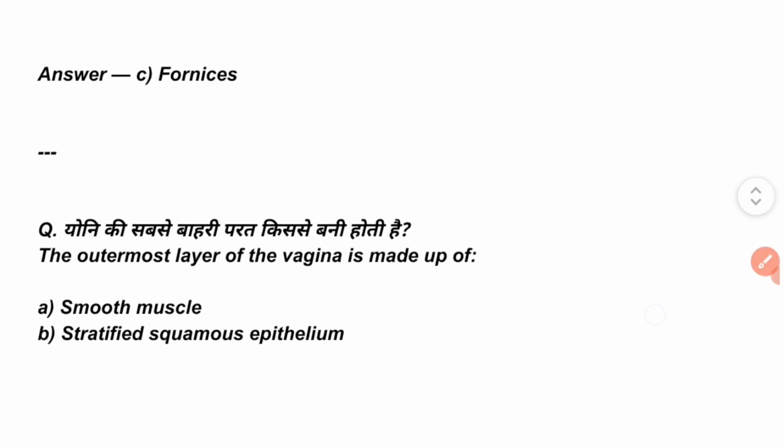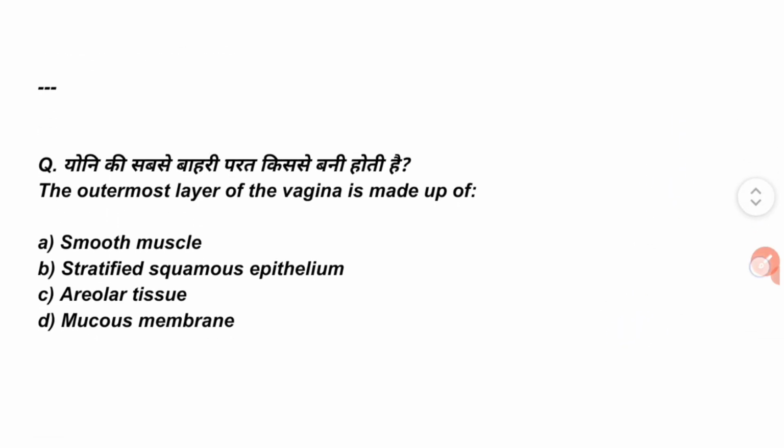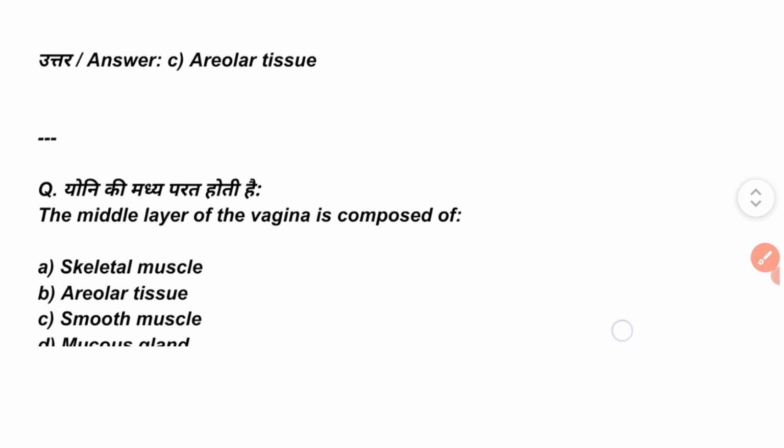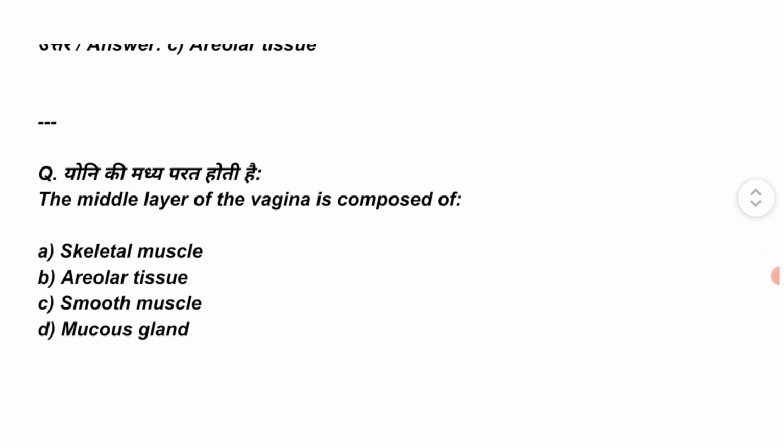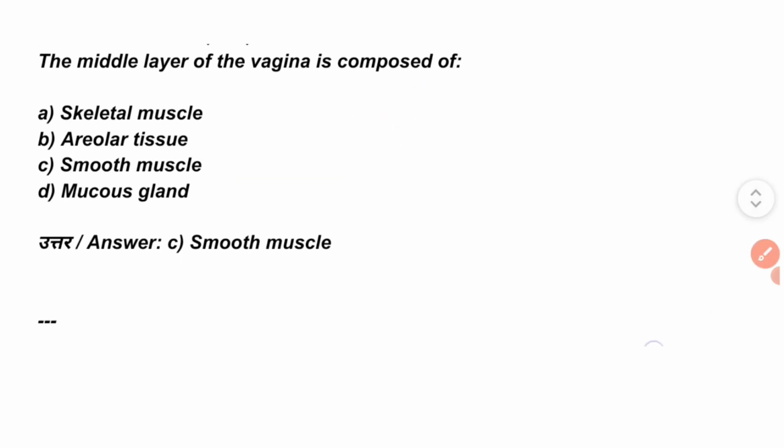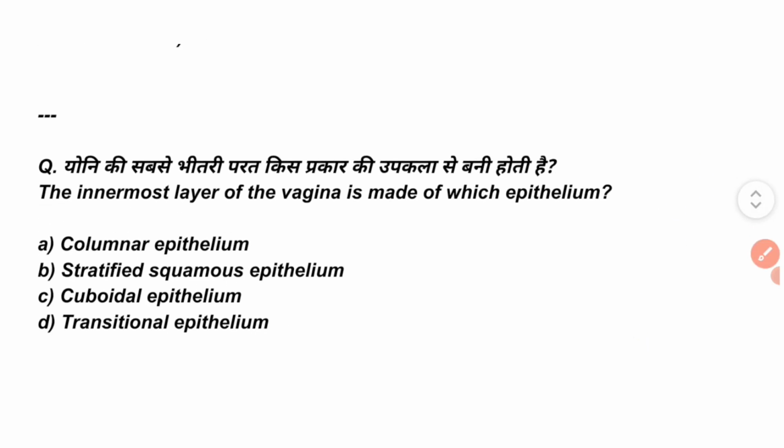Next question. The outermost layer of the vagina is made up of? The right answer is option C, areolar tissue. Next question. The middle layer of the vagina is composed of? The right answer is option C, smooth muscle. Next question. The innermost layer of the vagina is made of which epithelium? The right answer is option B, stratified squamous epithelium.